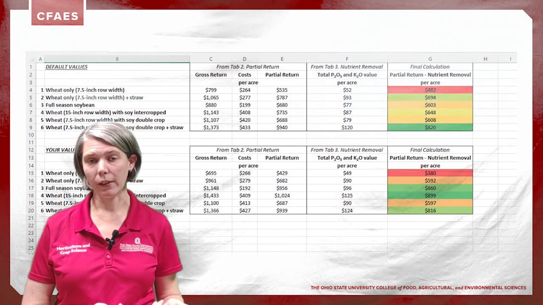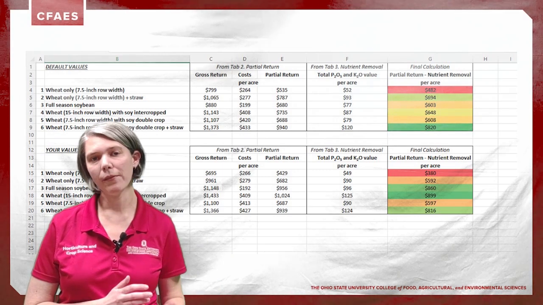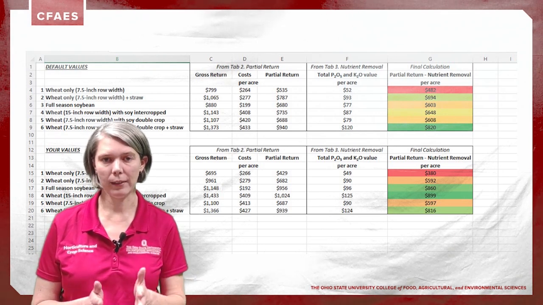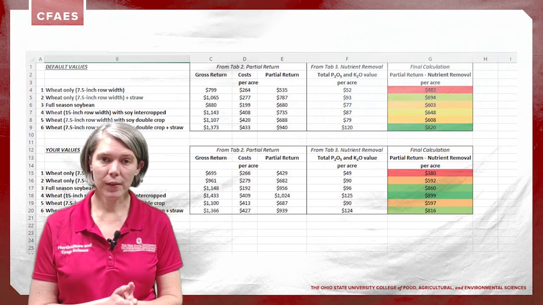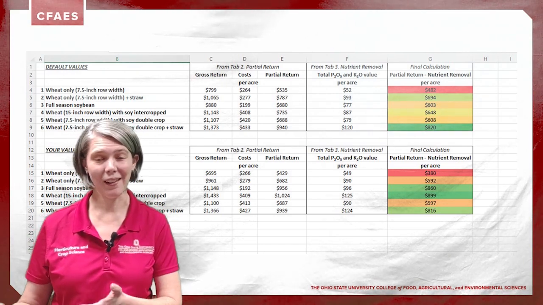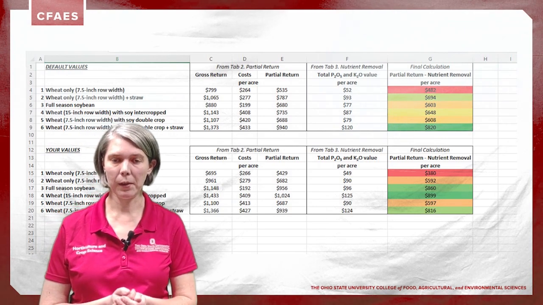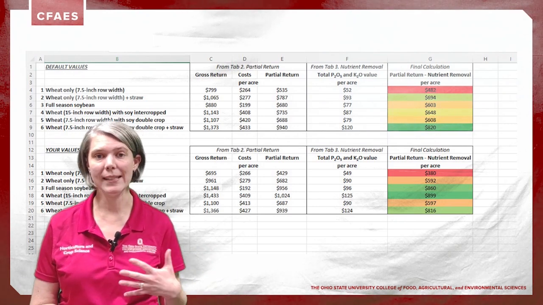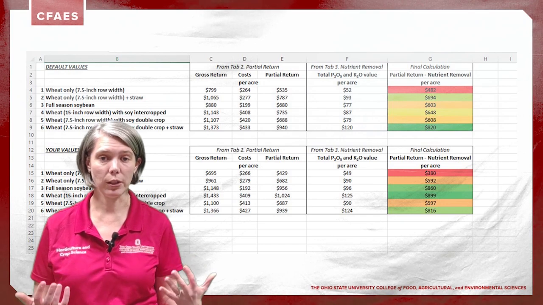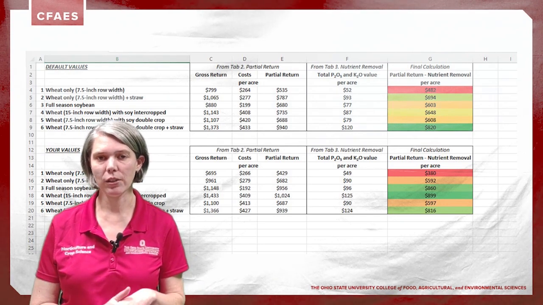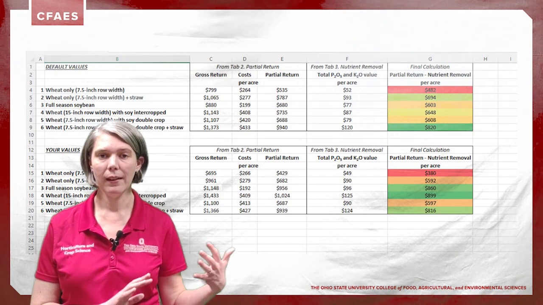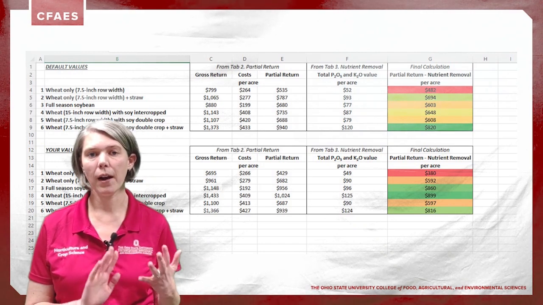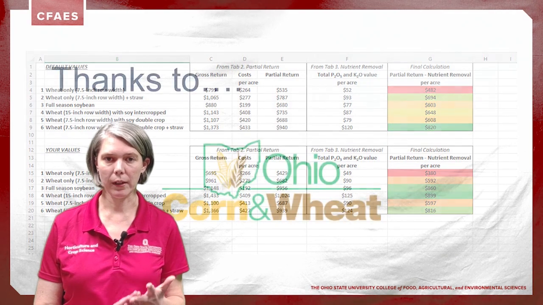Looking at our default values, our most profitable system was wheat planted in the traditional narrow row 7.5-inch row width, harvested, including straw removal and sale, followed by double crop soybean production. However, as mentioned earlier, prices and costs can vary significantly based on location and region and year. So we encourage practitioners to use their own values in this Excel file to estimate partial economic return of monocrop, relay-intercrop, and double crop production systems.